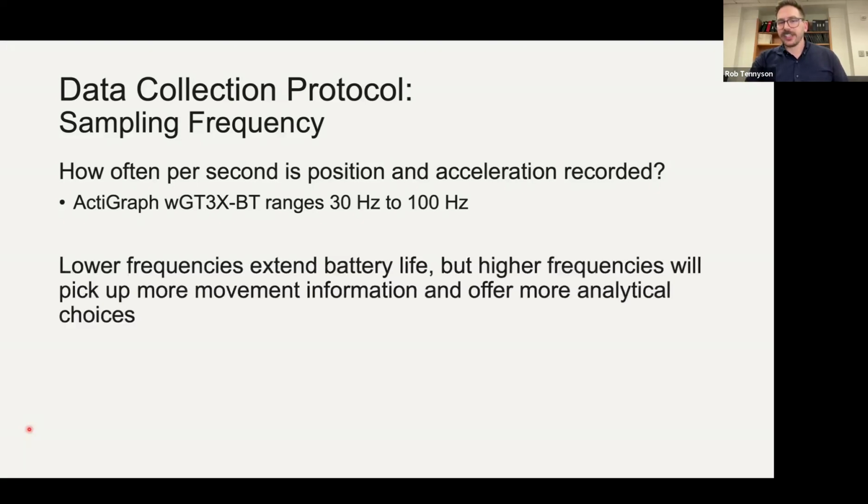You also get more analytical choices with the higher hertz when you go down. That can make it more sensitive. So I think as long as you're not worried about battery life, try to choose the highest hertz that you can get, or highest sampling frequency that you can for your device.